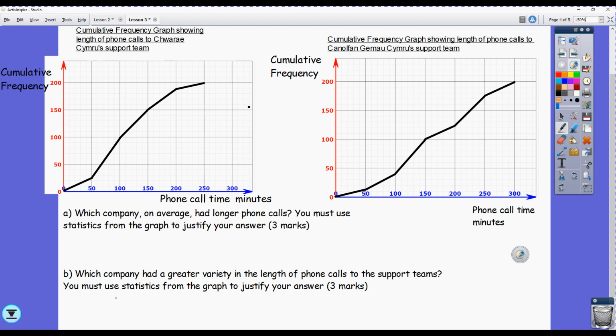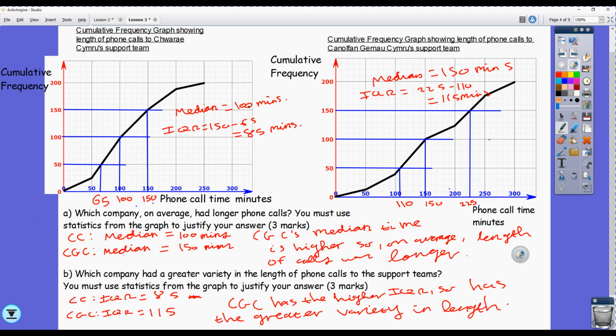And then which company had a greater variety in the length of phone calls to the support teams. And again, you've got to use statistics to justify your answer. So have a go. Very similar to the last question. When you're ready to go through the answers, press play. So here are the answers.